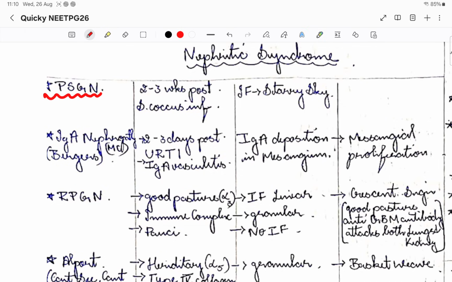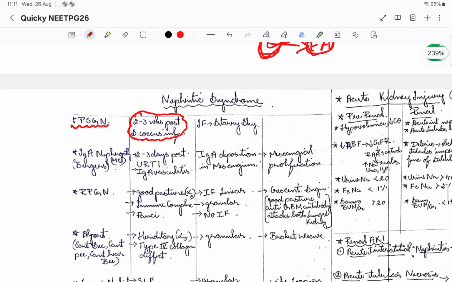After 2 to 3 weeks, suddenly the patient or the kid presents to you with hematuria. Now you are asking the history. In the recent history, the patient will tell you that fever was there, pharyngitis was there 2 to 3 weeks ago, okay. So now you can think that, oh okay, he might be having PSGN, okay. So immunofluorescence is what is important in all of this. That is the difference they are going to ask, okay.